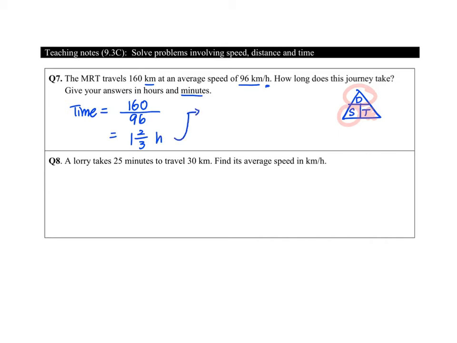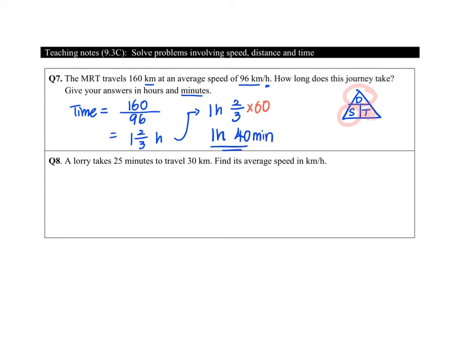What does this mean? If I want to change it to hours and minutes, it will be 1 hour, and then 2/3 hour. How do I change it back to minutes? I need to times 60. So that will give me 1 hour, 40 minutes.